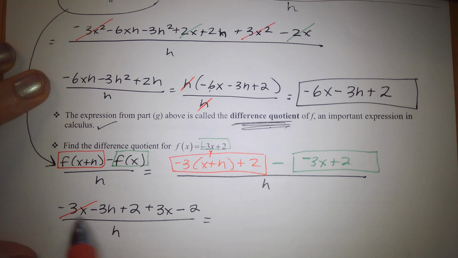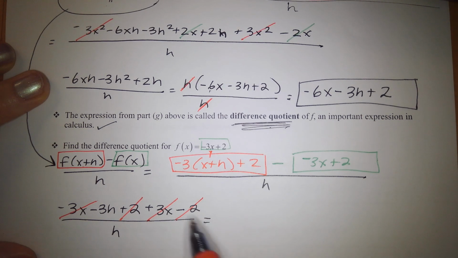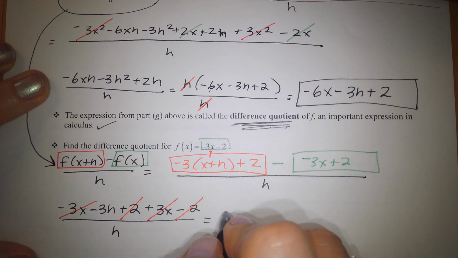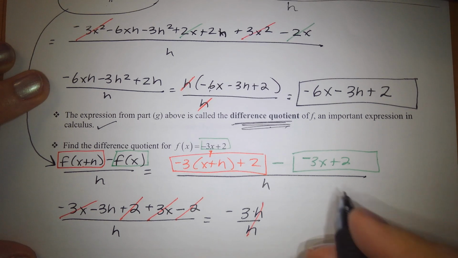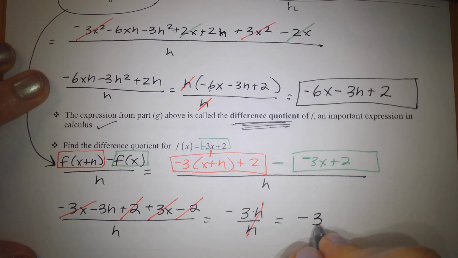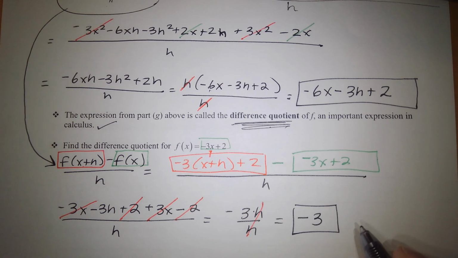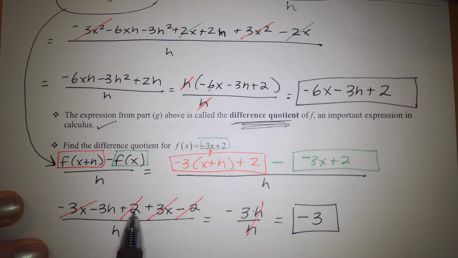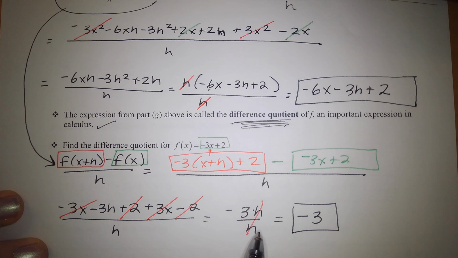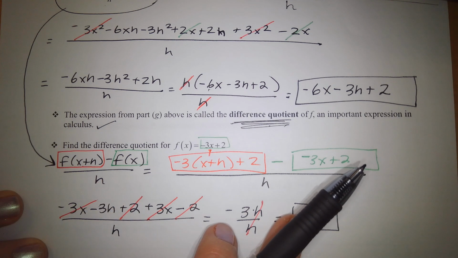You'll see that the negative 3x and the 3x will cancel. The 2 and the negative 2 will cancel. So I'm left with negative 3h over h. The h's will cancel, and this whole difference quotient reduces down to negative 3. You'll find a lot of the times in difference quotients, a lot of the numerator and also a factor will generally cancel.